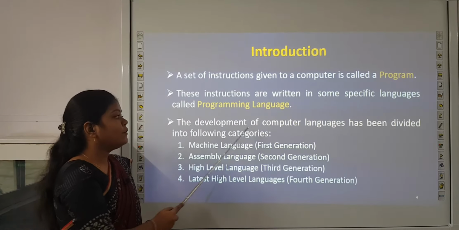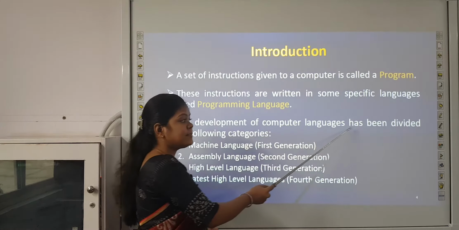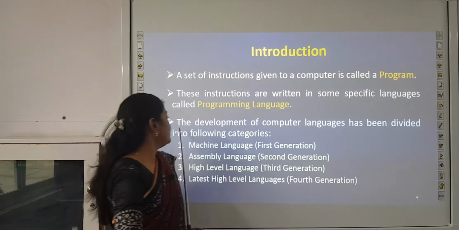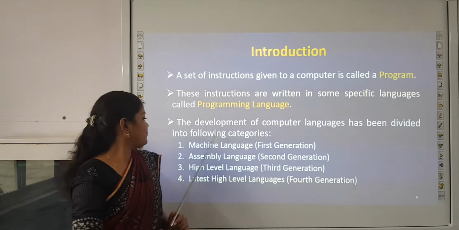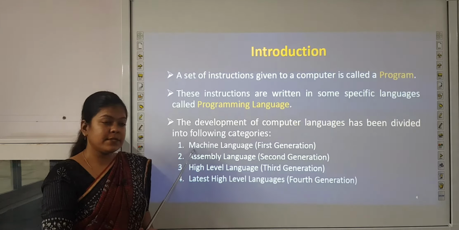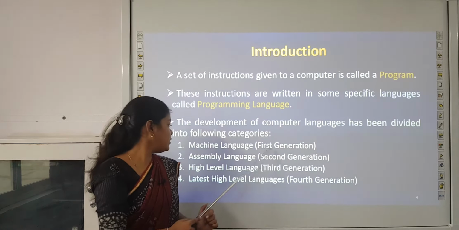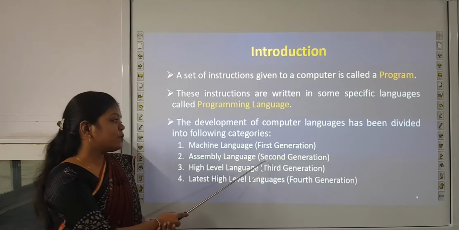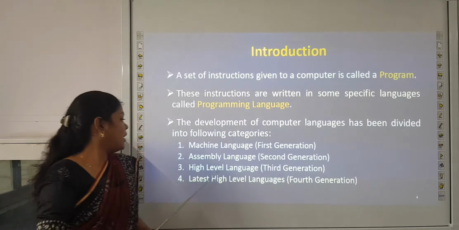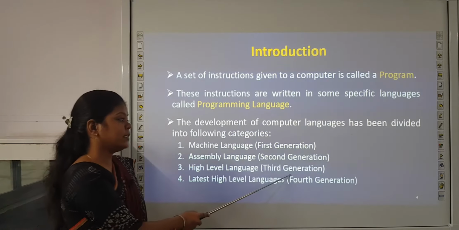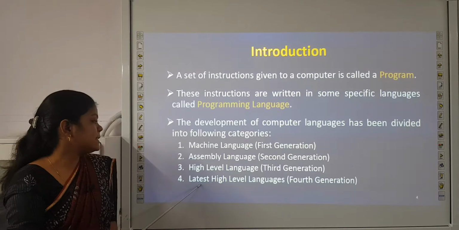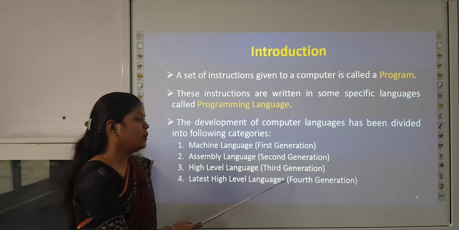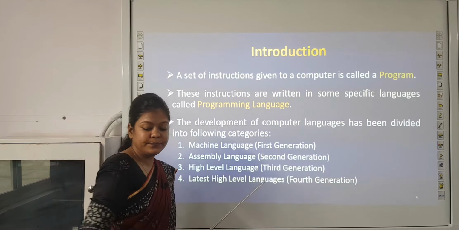The development of computer languages has been divided into the following categories. First, machine language, also known as first generation; assembly language, also known as second generation; high level language, also known as third generation. Last one is latest high level languages, also known as fourth generation.